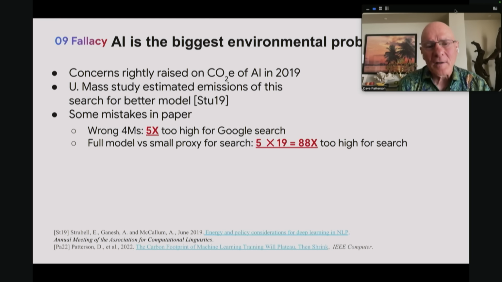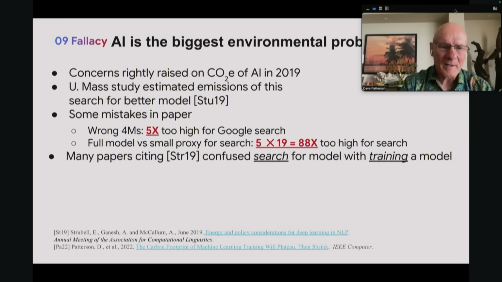Unfortunately, they didn't understand how these searches are done. Maybe in the old days you would use a full-size model as part of the search, but that was very expensive. It was tremendously more efficient to have a small proxy, a much simpler model, to explore the space, and then when you find something interesting, you'd use the full model. That made it another factor of 19 too high versus reality. So far, it's almost a factor of 100 too high for what it was really like for Google to search.